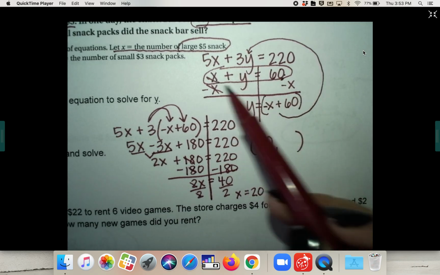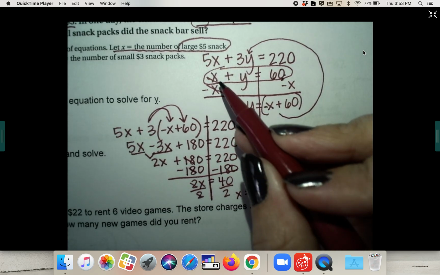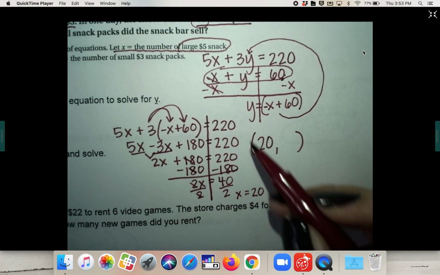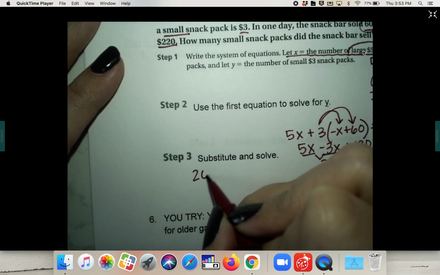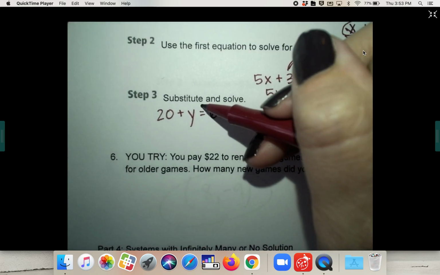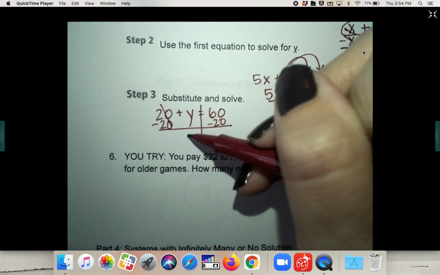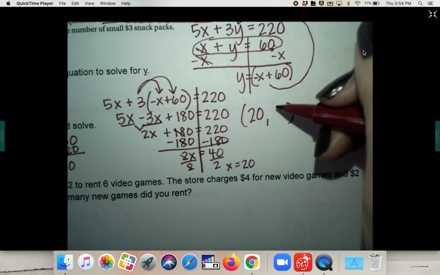If you're not sure, let's go ahead and choose one of these equations. I'm just going to do this one because that's kind of an easier one. And instead of x, I'm going to use 20 because 20 is our x. That's what x equals. So I'm going to do 20 plus y equals 60. I know you guys could have done this one in your head. I just want to show you how it works. Why it works. y would be 40. So our y coordinate is 40.